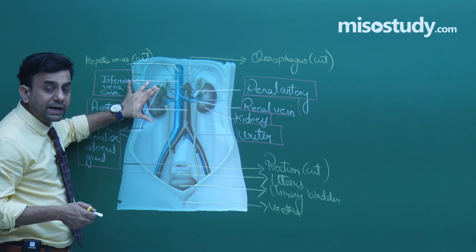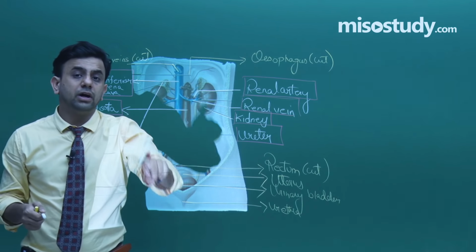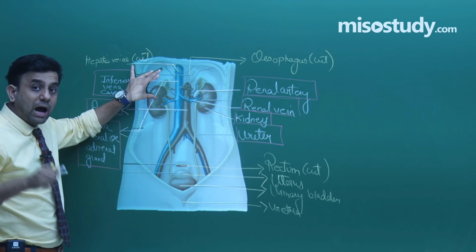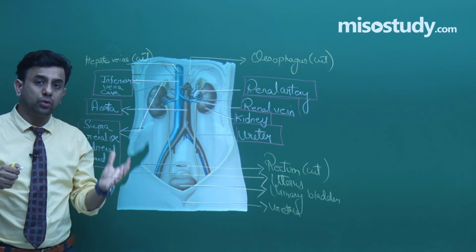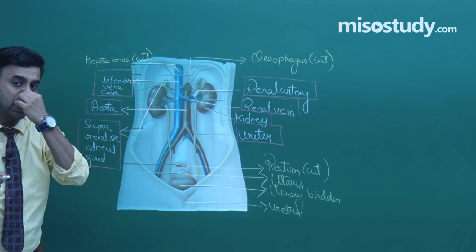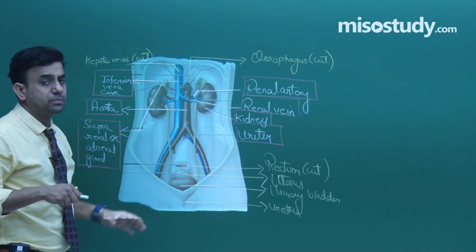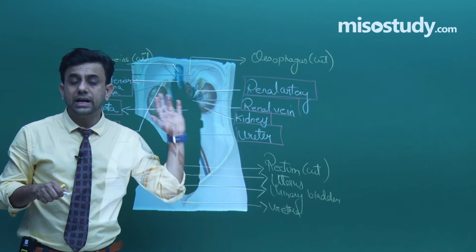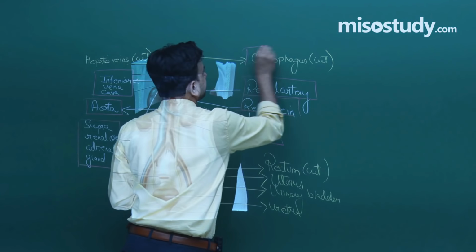The right kidney is a little lower than this. Why? Because the right liver lobe is larger. So had you known the entire position, you would have known beforehand why this is slightly lower in position. That is why the relative information is very important. We'll come back to this diagram again.